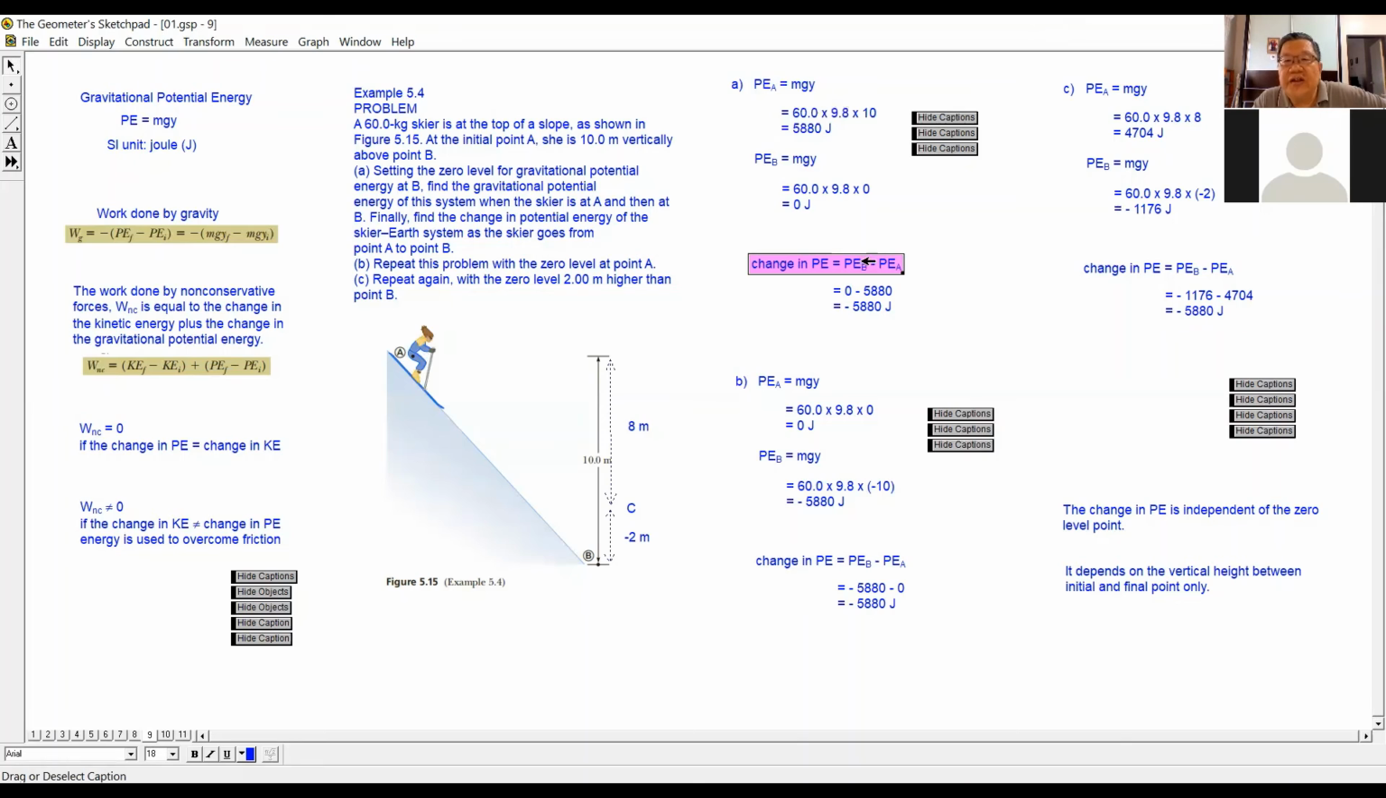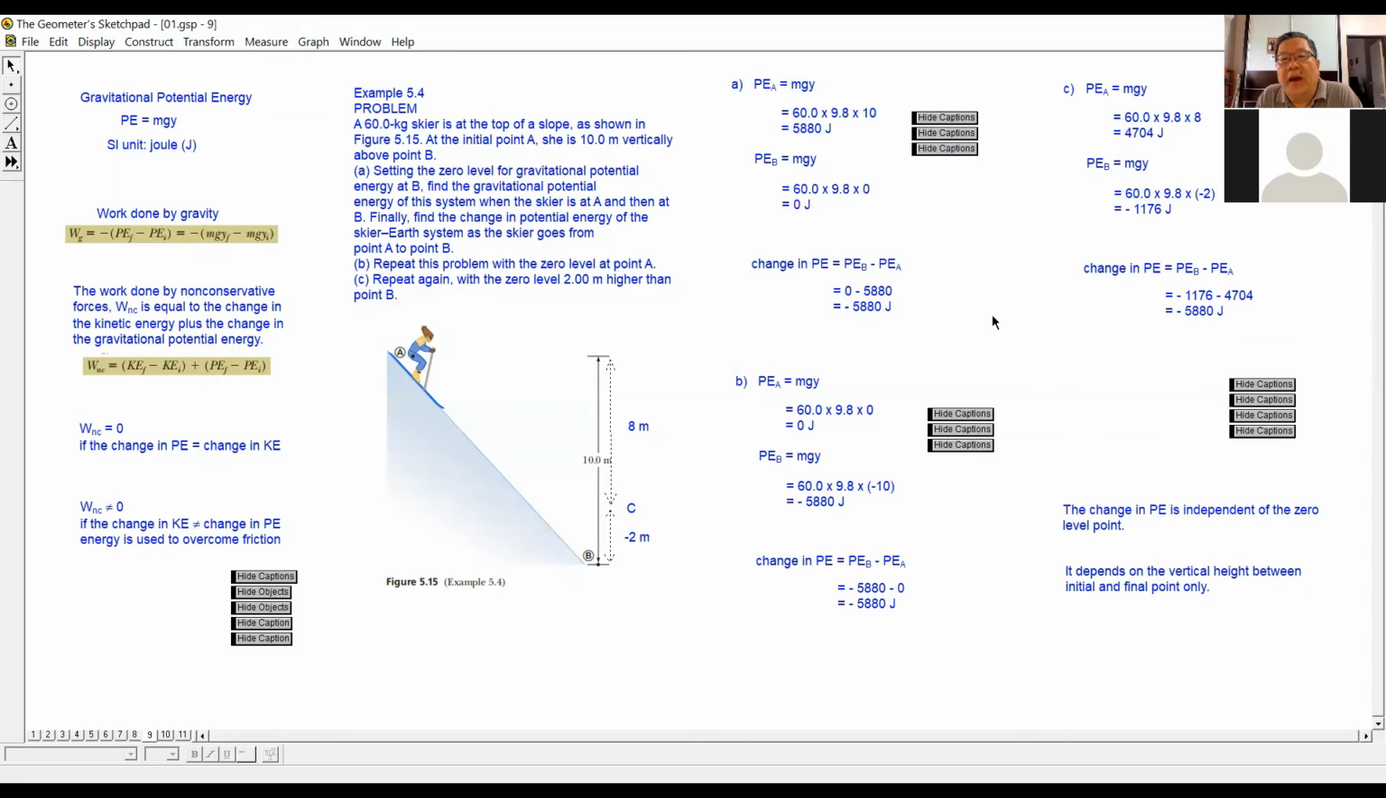The final potential energy at B is 0. You see here, because the height is 0 already. At B here is the 0 level. So the final is 0 minus the initial potential energy, which is 5,880. So 0 minus 5,880, the change in energy is negative 5,880.